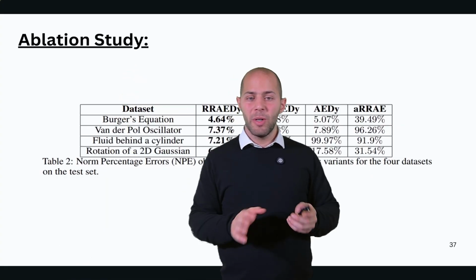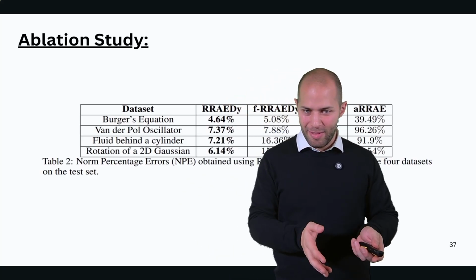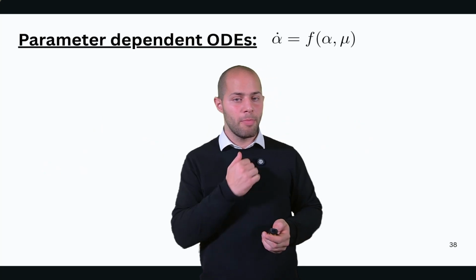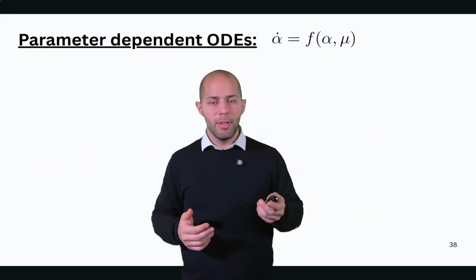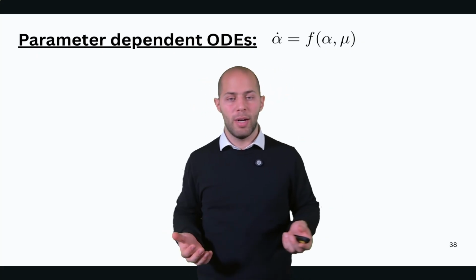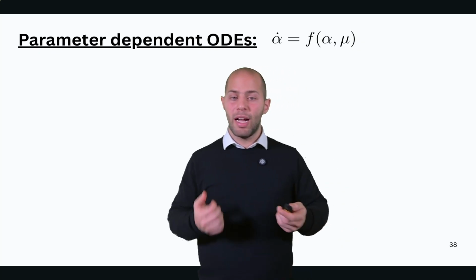Up until now, we only talked about differential equations that look like alpha dot is equal to f of alpha. However, in real life, there might be more complex differential equations. For example, those that depend on a certain parameter or many parameters. For example, we can write this as alpha dot equal to f of alpha, mu, where mu is a vector of parameters. In this case, we will have to modify RRAEDy to take into account the parameters as well.